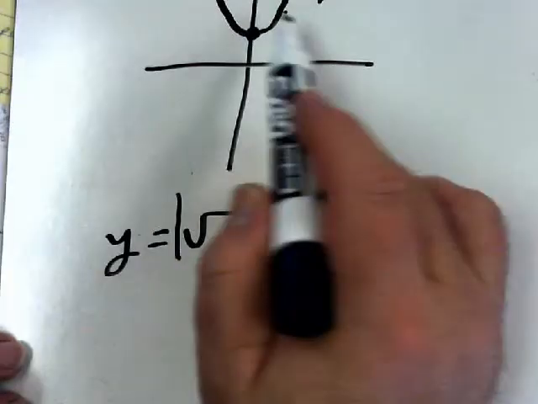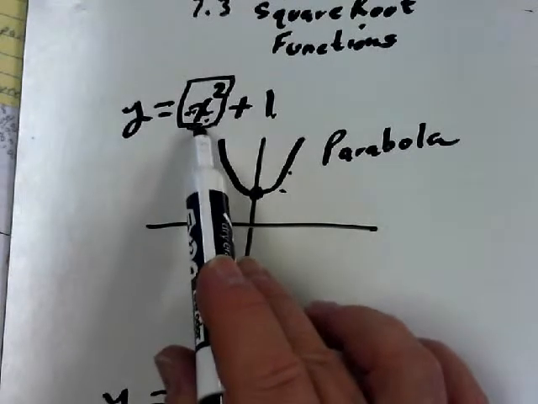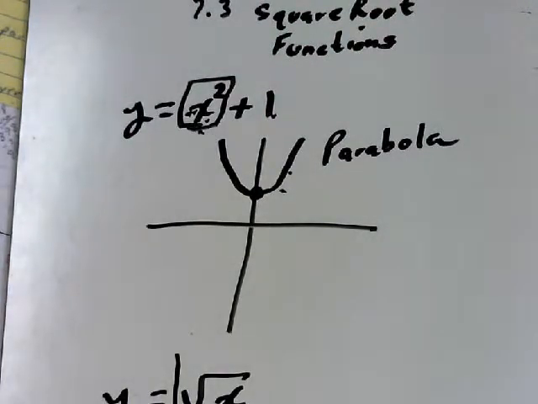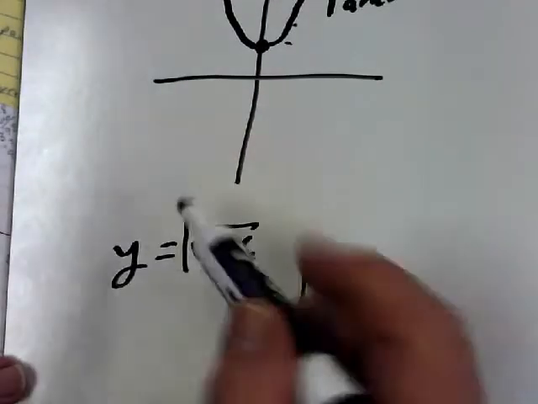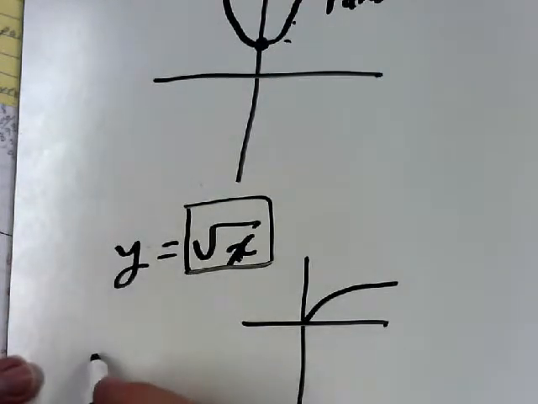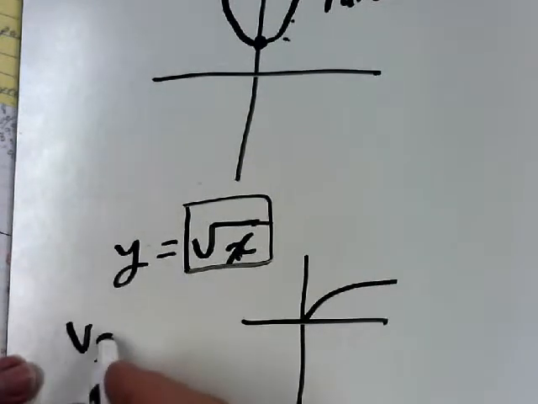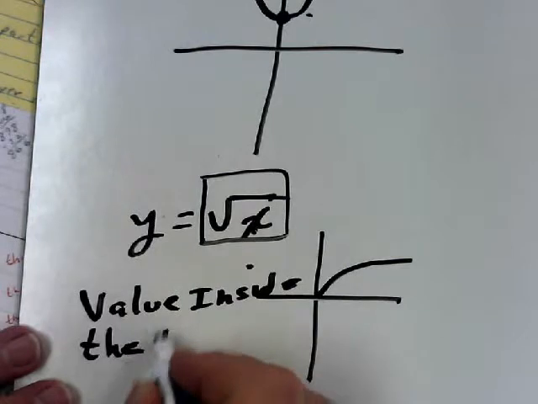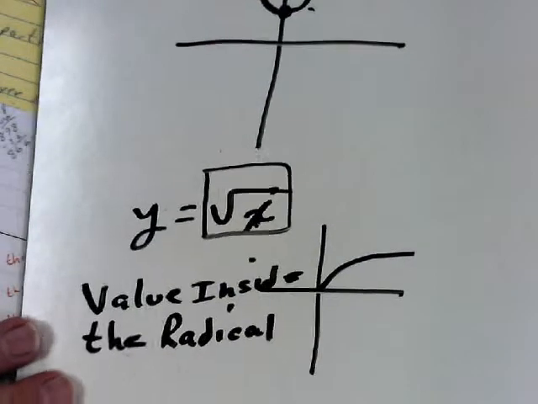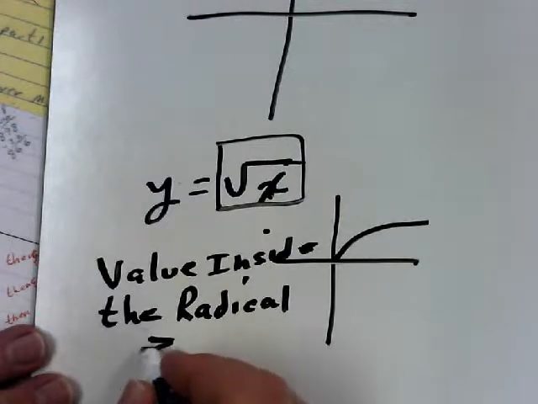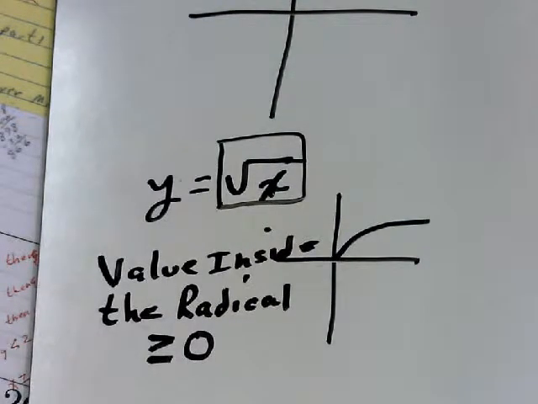First of all, with a parabola up here, you could worry about this x being positive or negative, and it wouldn't make any difference. I mean, it would help form your graph. But down here, we have to worry about this x being always bigger than 0. So the value inside the radical, you know what I mean by radical? The square root sign. The value inside the radical always has to be greater than or equal to 0. Always.